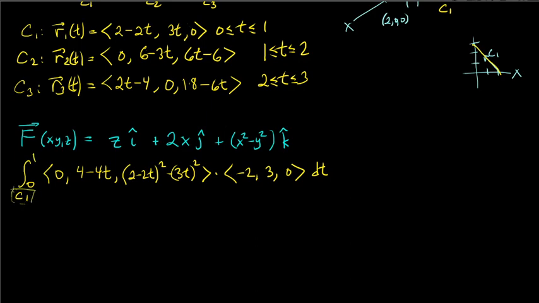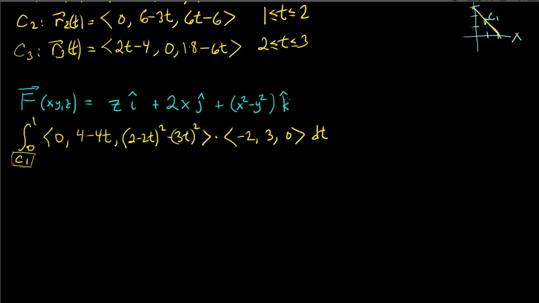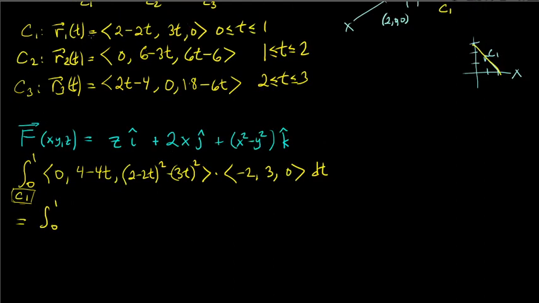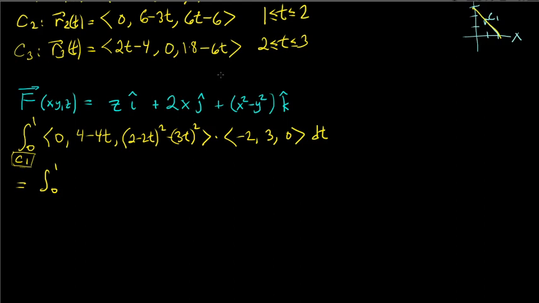I'll leave the C1 as this is the first curve, right? So when we take the dot product, all of this isn't going to matter because it's just multiplied by 0. So it's the definite integral from 0 to 1 of 0 times negative 2 plus 3 times 4 minus 4t, right? And I got that from the 2x. So I think it's just going to be 12 minus 12t dt.